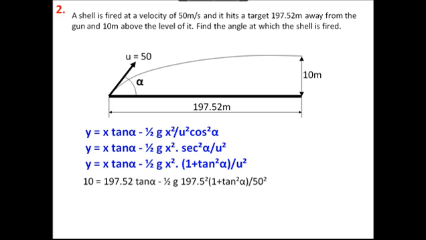Tan alpha is quadratic in this equation, no difficulty solving it, and you get alpha, two values, 29.2 and 63.66. That is expected, because after all it was the solution to a quadratic equation. And what it practically means is there are two angles of projection which will satisfy this xy coordinate of 197.52 and 10. So these are the possible angles of projection.